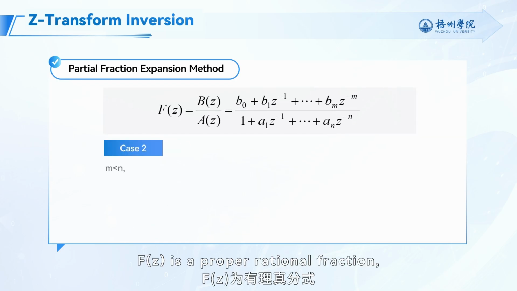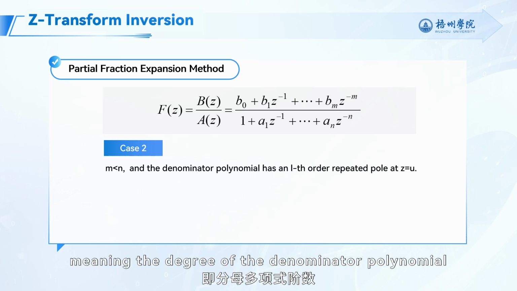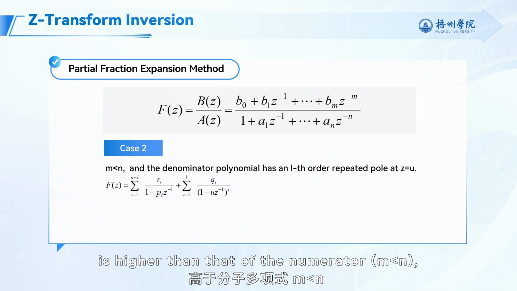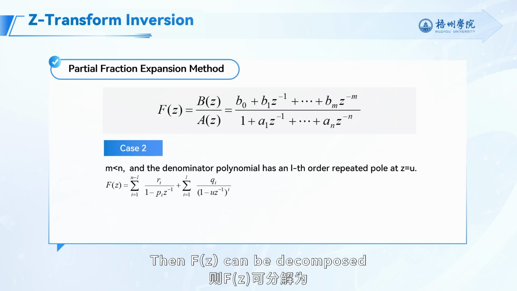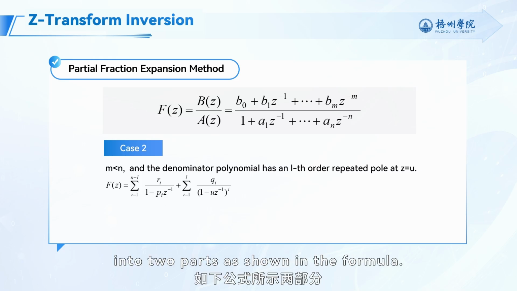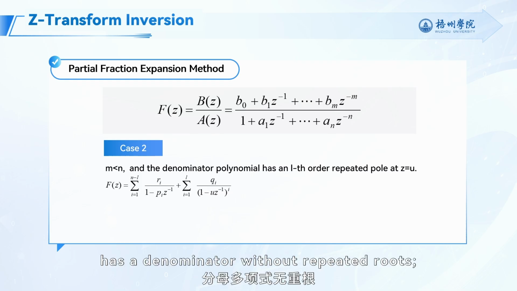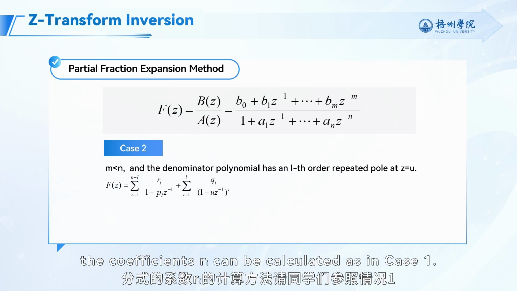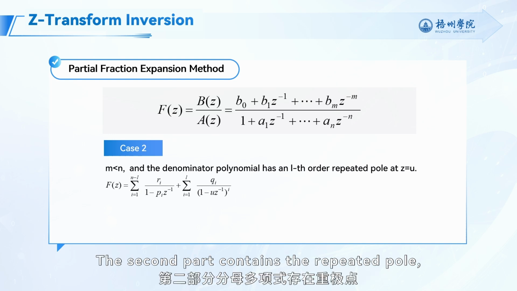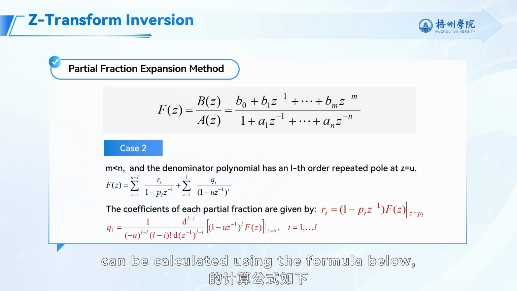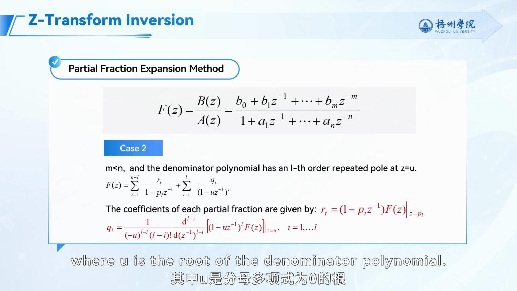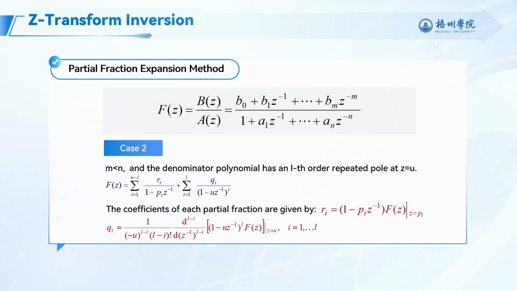Case 2. F(z) is a proper rational fraction, meaning the degree of the denominator polynomial is higher than that of the numerator, m less than n, and the denominator has an L-order repeated pole at z equals u. Then F(z) can be decomposed into two parts as shown in the formula. The first part has a denominator without repeated roots. The coefficients Ri can be calculated as in case 1. The second part contains the repeated pole, and the coefficients Qi of each partial fraction can be calculated using the formula below, where u is the root of the denominator polynomial.